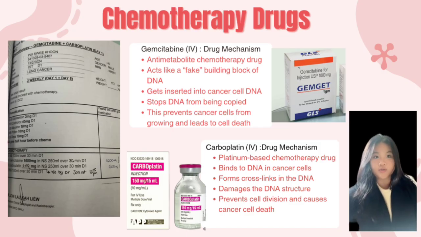So next we are going to talk about the drug mechanism of chemotherapy drugs. First we have gemcitabine. It is classified as an antimetabolite. An antimetabolite will act as a fake building block of DNA. Once it is inserted into the cancer cell's DNA, it will stop the DNA from being copied, so that it will prevent the cell from growing and eventually trigger the cell's death.